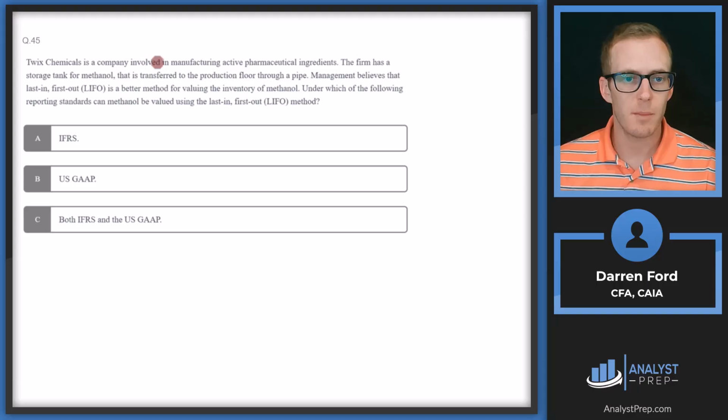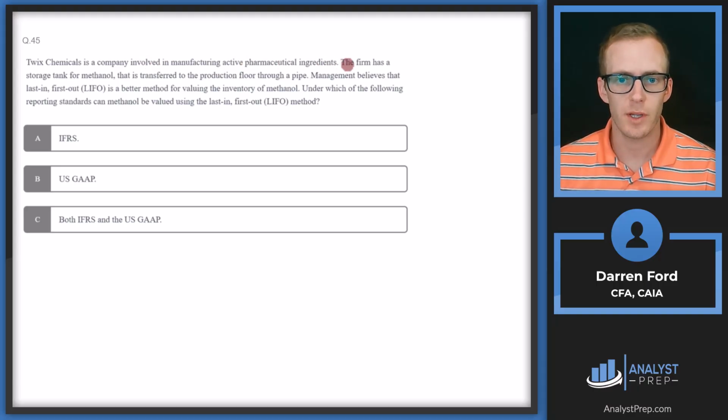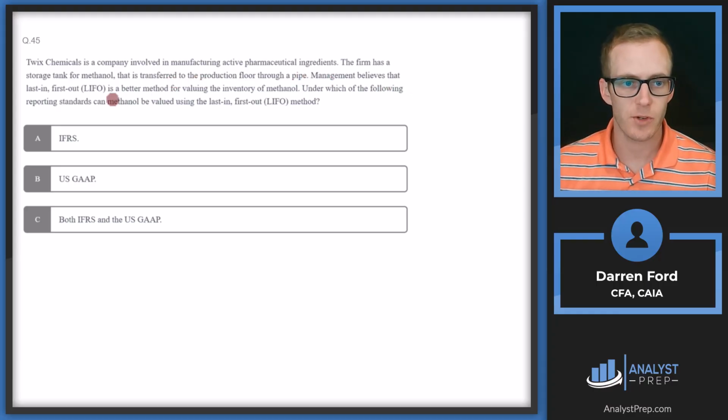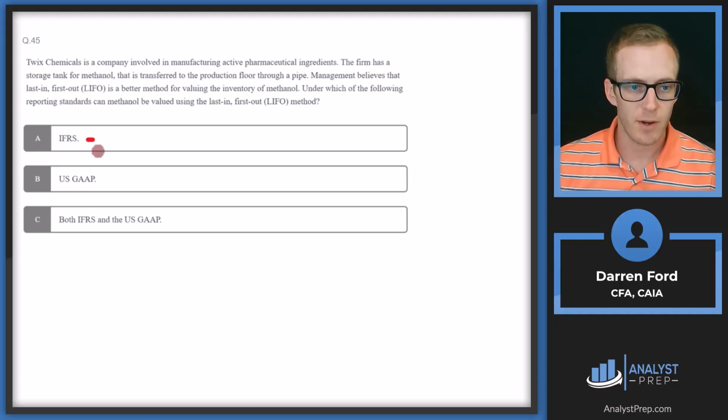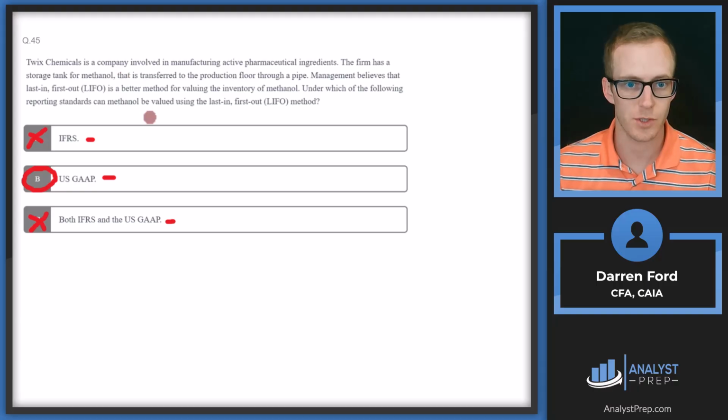Twix Chemicals is a company involved in manufacturing active pharmaceutical ingredients. The firm has a storage tank for methanol that is transferred to the production floor through a pipe. Management believes that last in, first out, or LIFO, is a better method for valuing the inventory of methanol. Under which of the following reporting standards can methanol be valued using the last in, first out method? Is it A, IFRS, B, US GAAP, or C, both IFRS and US GAAP? This one's pretty straightforward. IFRS does not allow LIFO, so they would have to use US GAAP in order to use LIFO. Answer B.